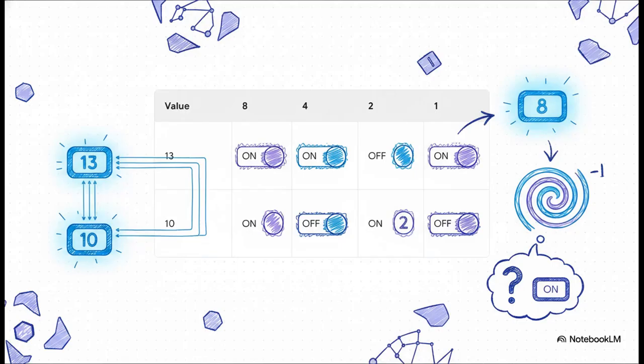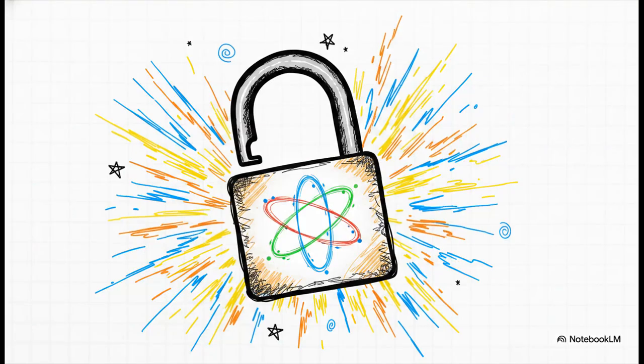Okay, let's see how you did. To build 13, you need the 8, 4, and 1 switches on. To build 10, you need the 8 and 2 switches on. Did you notice that only the 8 switch was turned on for both inputs? That means there is only one shared on state. And since 1 is an odd number, we instantly know the answer is going to be a -1 phase shift. And there you have it. You just mentally calculated quantum phase factors without touching a single line of complex algebra.